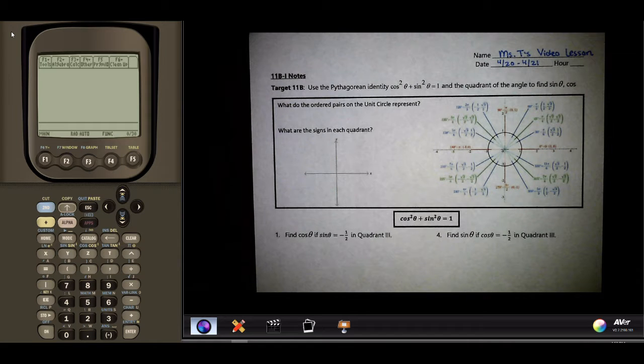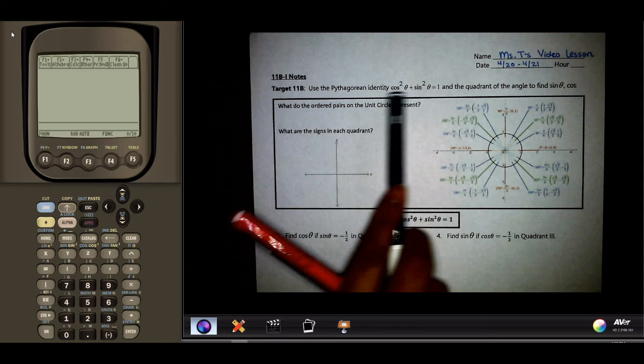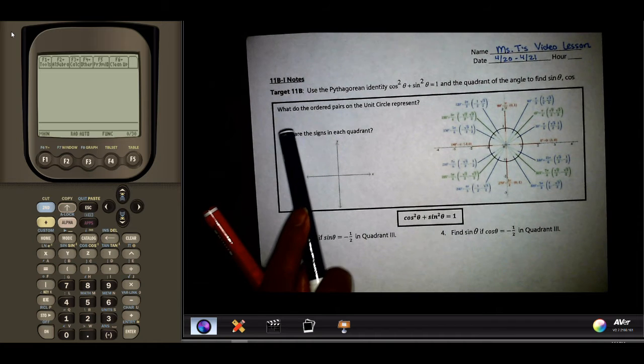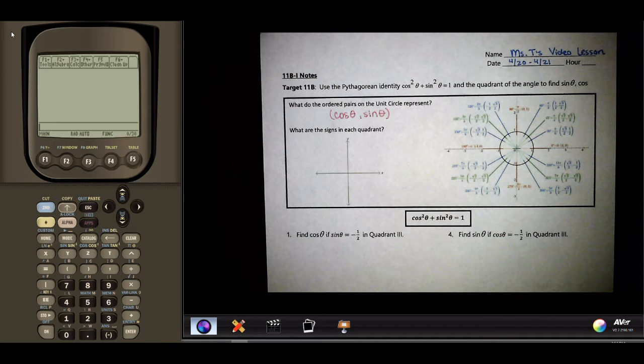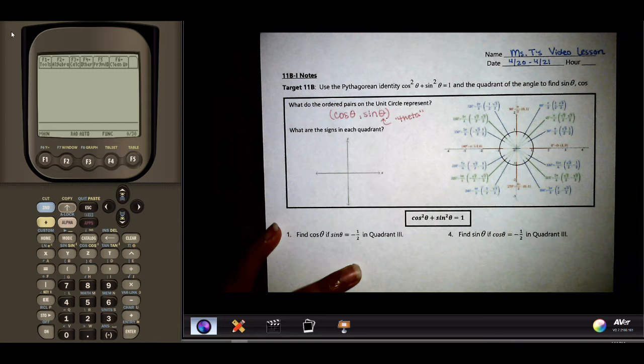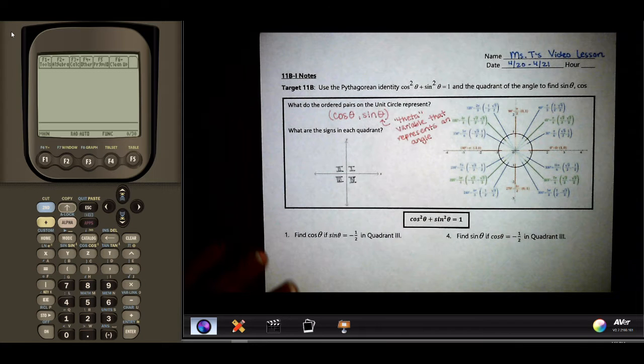Today is all about the Pythagorean identity, which is this equation right here. But we'll get to that later. First, let's get back to the basics. This is from 11A. What do the ordered pairs on the unit circle represent? Those represent cosine, comma, sine. And here we're using theta. Theta is a variable that represents an angle.